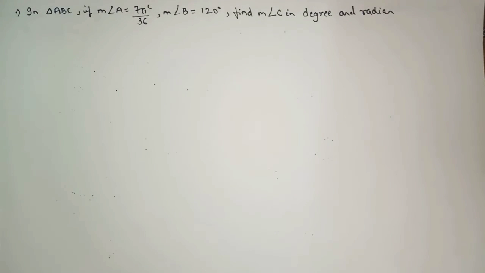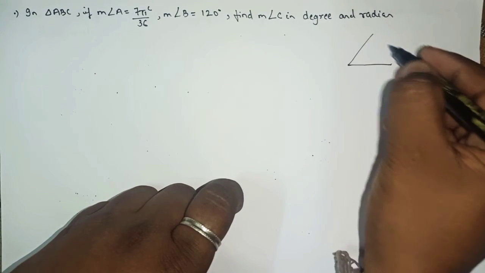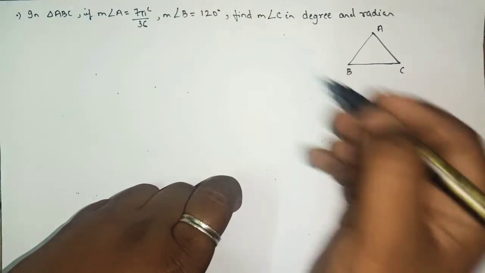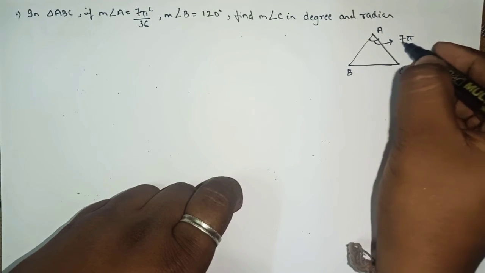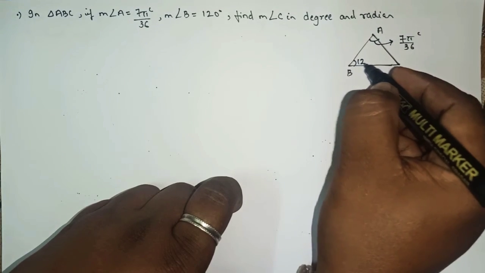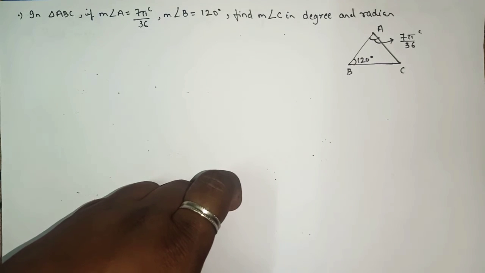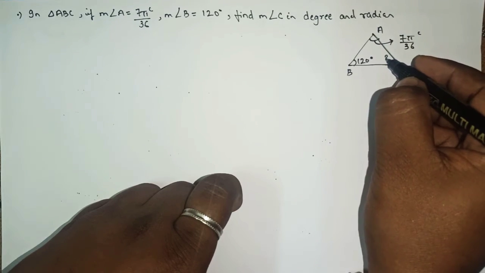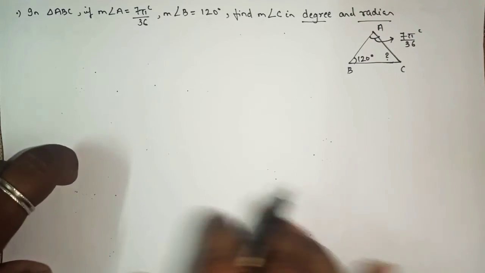In this question it says that in triangle ABC, the measure of angle A is 7 pi by 36 radian, and angle B is 120 degree. Simply you have to find the answer of angle C in terms of degree as well as in radian. In both the systems you have to find the answer.